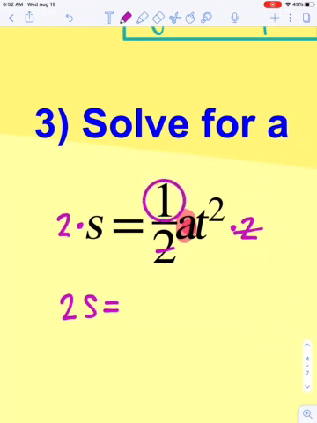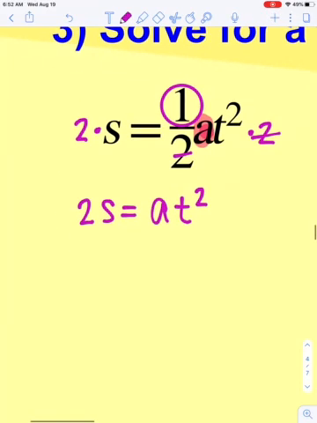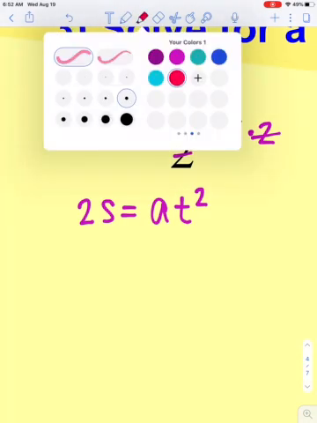Now in this case, my top was just 1. So if I multiply something by 1, it isn't going to change anything. I don't have to write 1at squared. Technically that's what's there, but I don't need it, so I'm just going to write the at squared.